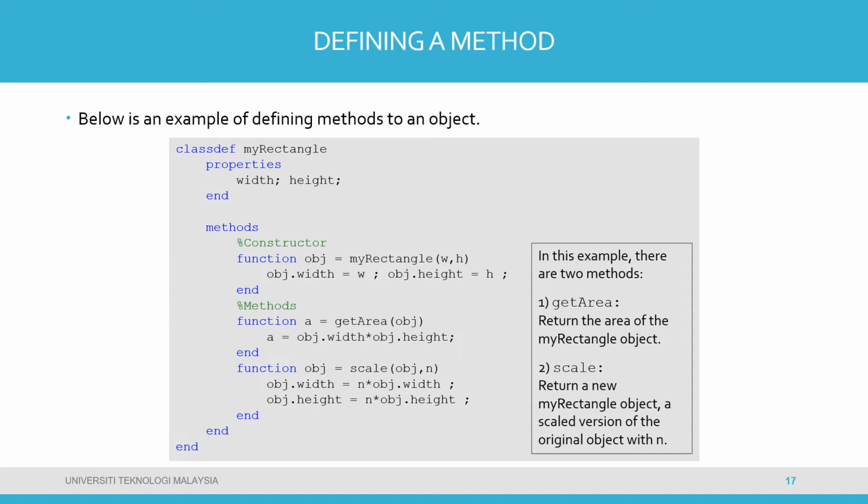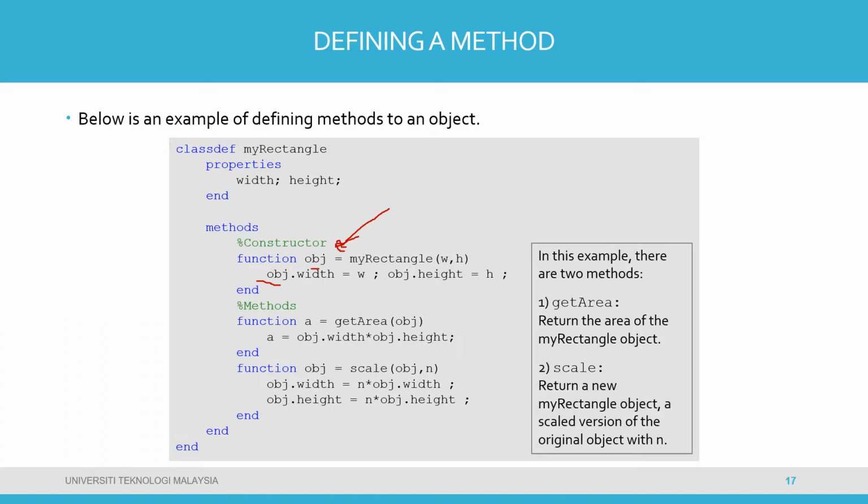So you can see here, you create an object here, obj.width equals w, obj.height equals h. Basically the output is obj. Make sure this name and this name are the same, and then this is the constructor.